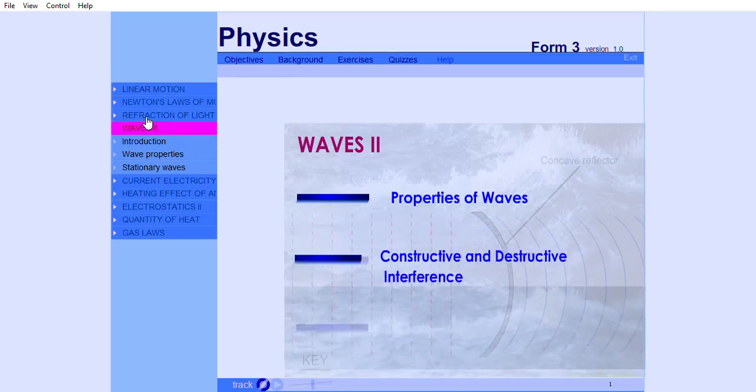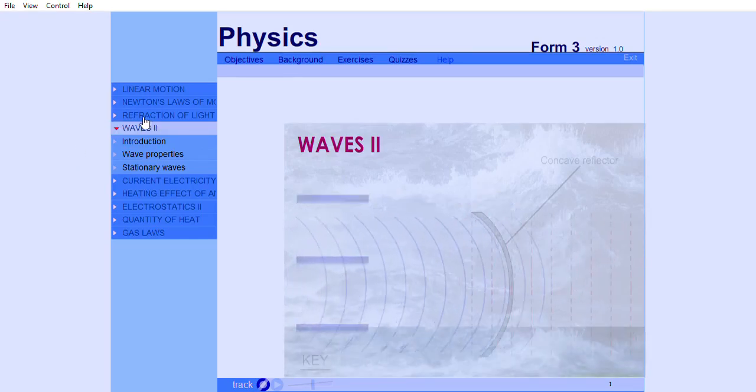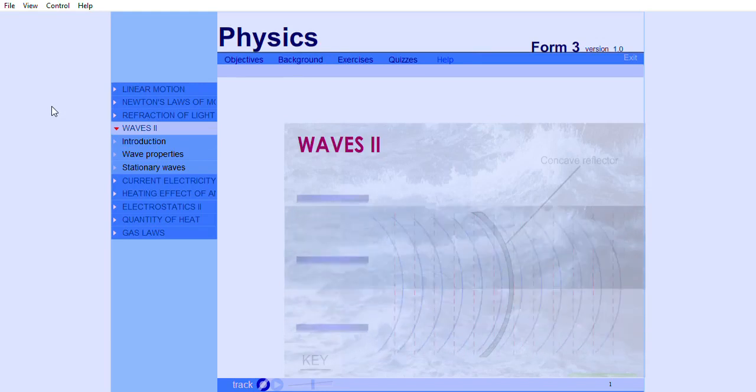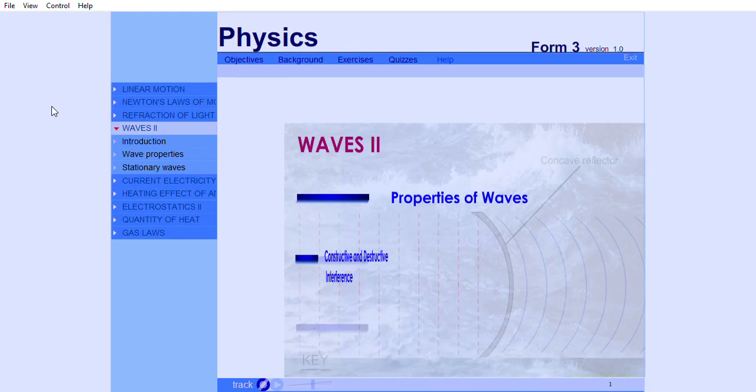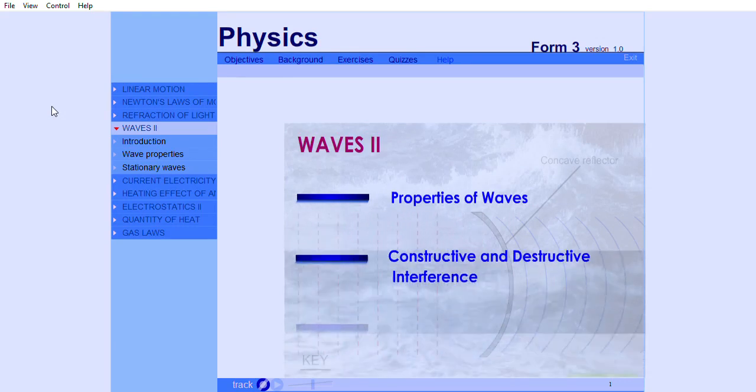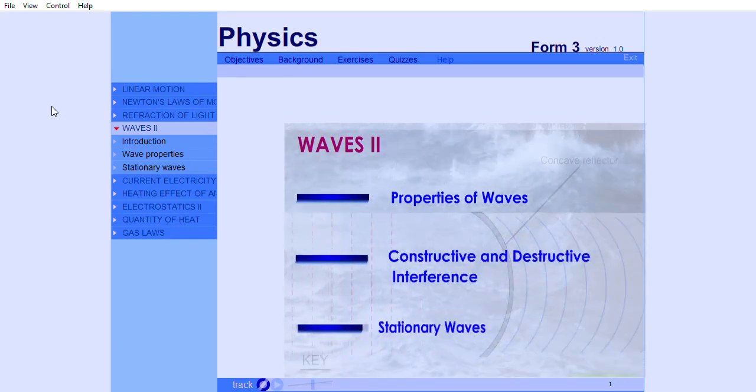Constructive and destructive waves 2. In this topic, the following subtopics will be covered: properties of waves, constructive and destructive interference, and stationary waves.